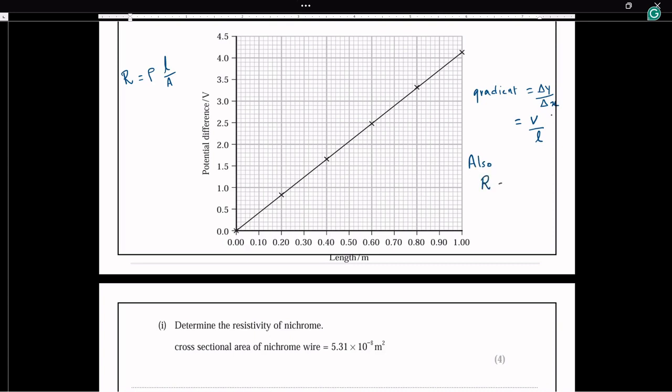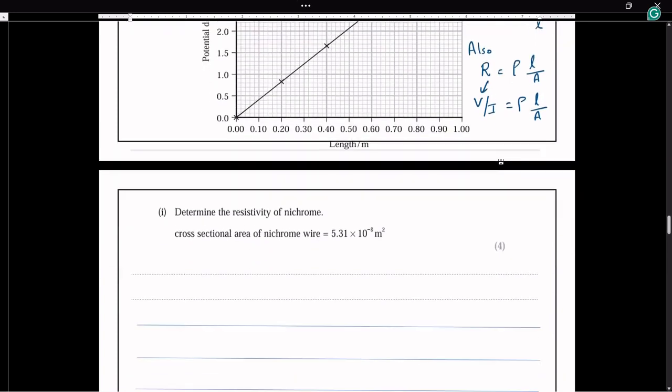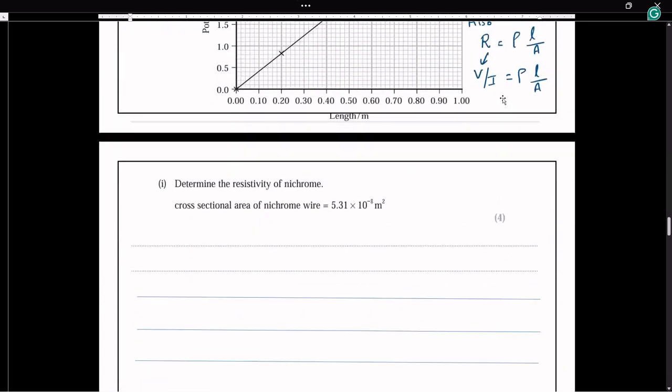See, this information we already know. R is rho L by A. But this R, which is V over I, is rho L by A. So using this, we can calculate the resistivity. So I'm going to start from this relation, that is V over I equals rho L over A. See, this V over I is nothing but resistance.